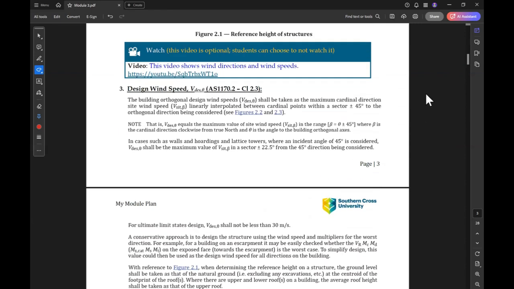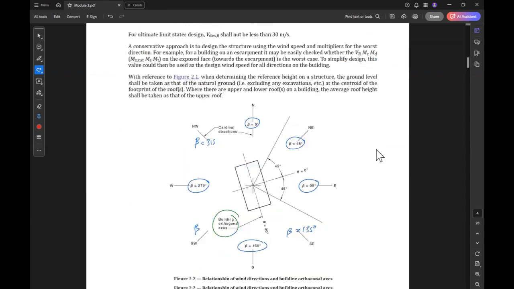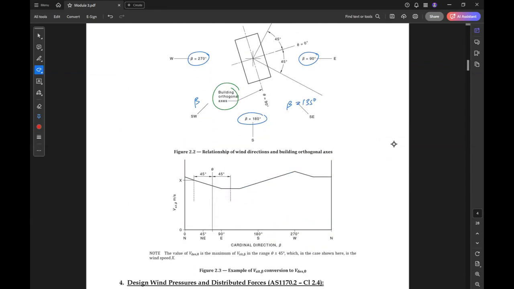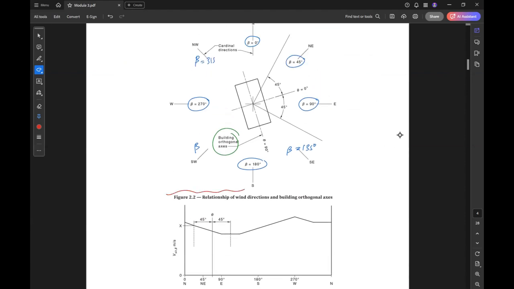So here's the design wind speed, V design theta. You can read this, but there are 2 methods. We don't need this method here. Are you okay with this method? They are both similar, but just with the drawing and with this curve. So we can extract the orthogonal wind speeds from the cardinal wind speed.